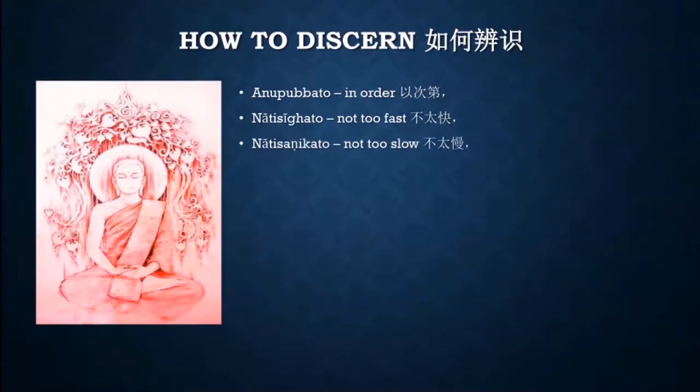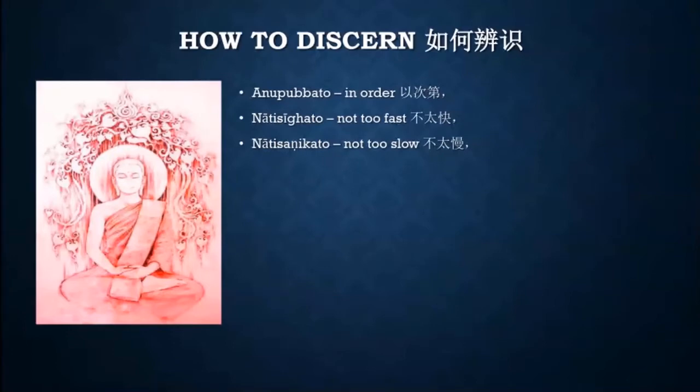Then here again, Nati Sanikato, not too slow. So not too fast, not too slow. If we discern very slowly, some of them become excessive. If we discern very fast, some elements become unclear. We have to adjust the speed of discerning. As long as we can discern naturally and clearly, okay. If you can discern one element clearly, go to another one. If you can discern one characteristic clearly, go to another characteristic easily. So this is the way we have to discern.